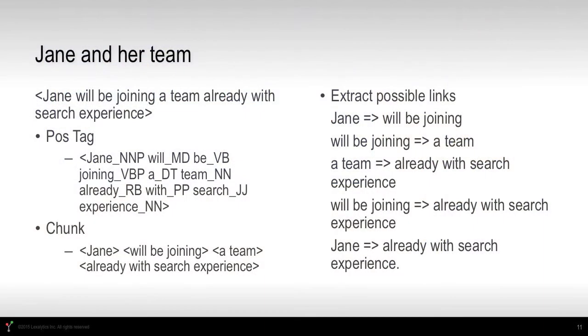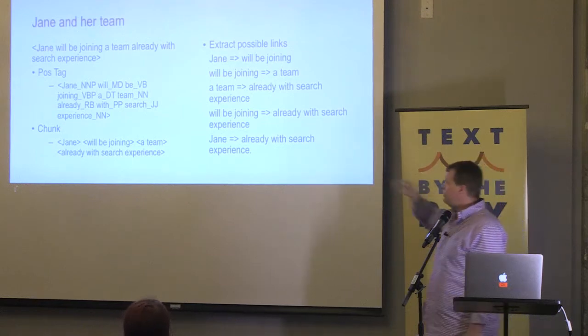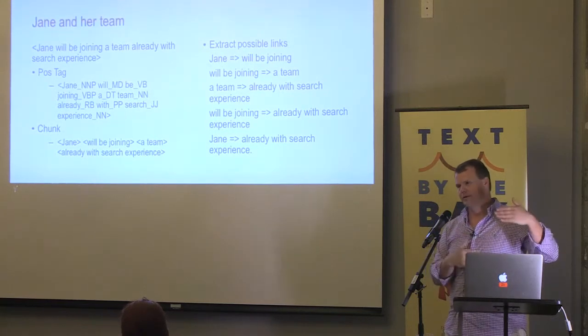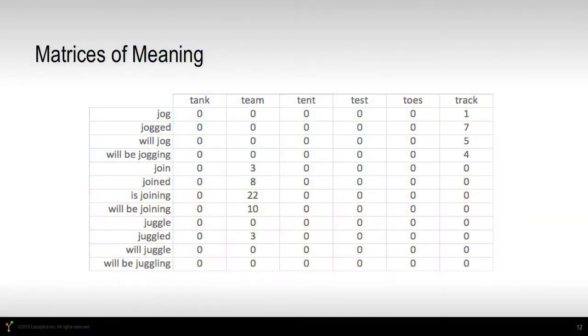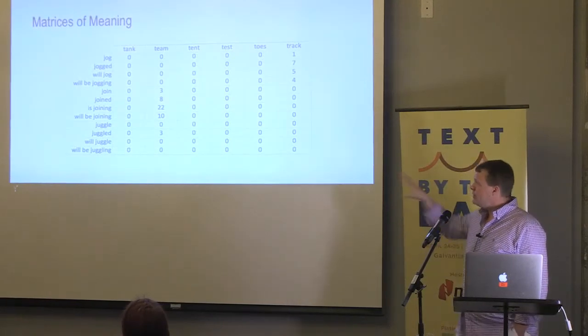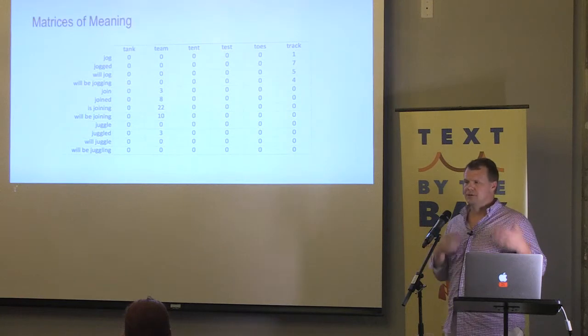And then you end up with a tree of possible links. So parse, tag it, chunk it, and then the different chunks here: Jane will be joining, a team already has search experience, will be joining already has search experience, Jane already with search experience. So these things you put together, and you can use this as a training set across a sufficiently large corpus of content. And so what you end up with is a matrix, okay? And so your matrix is all of the chunks and how they relate to each other, okay? This is large and it's brittle, but you can see how this could be used to resolve those questions about, okay, what are the proper links? Because over a large enough set of content, you will start to see similar links emerge.